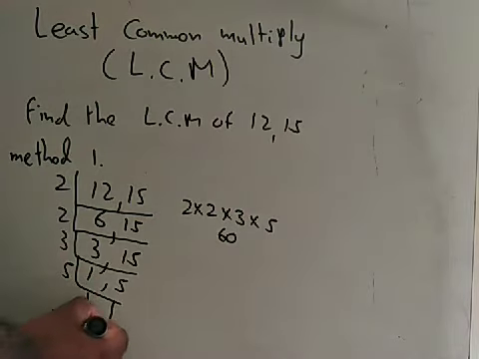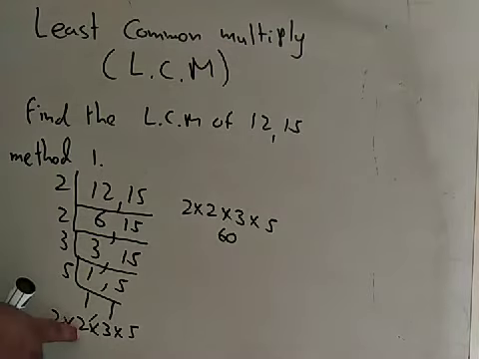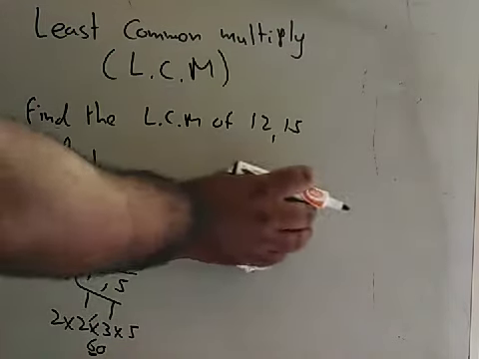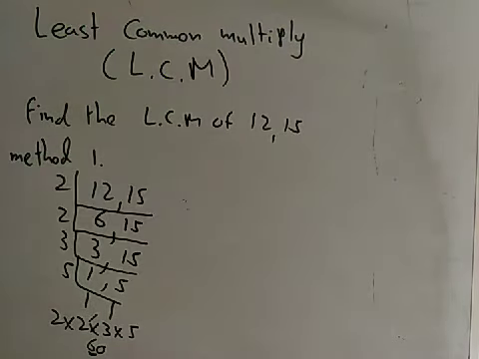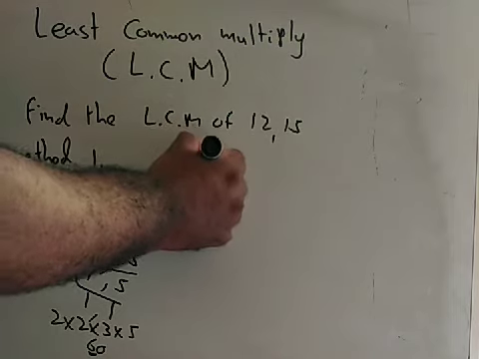How can we get it? 2 into 2 is 4. 4 into 3 is 12. 12 into 5 is 60. The answer is 60. This is method 1. Method 2, the second method, is a very important method.